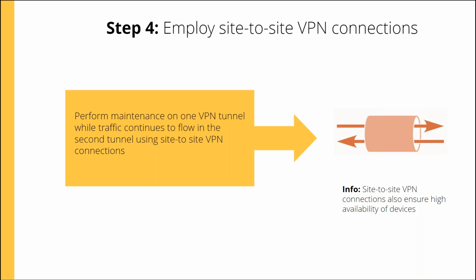Site-to-site VPN connections can also be a measure. If we maintain one VPN tunnel, and it is on maintenance, we can use a secondary tunnel using site-to-site VPN connections. This will ensure high availability of the link and of the VPN connection, and the devices are there, so that due to downtime or maintenance we do not have any network outage, which in turn will help employees and external users to have a better experience and quality of service.